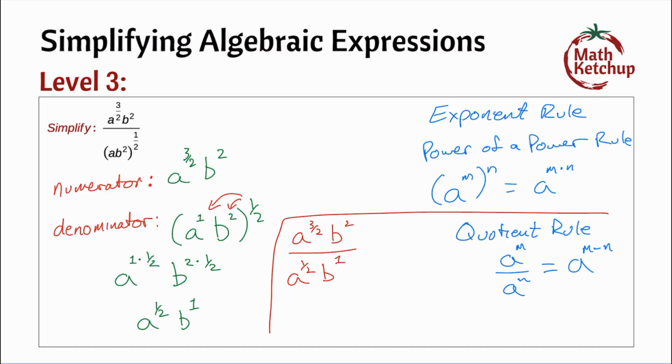So if we look at our example now, a to the power of 3 over 2 divided by a to the power of 1/2 means we can just subtract the exponents. The b is going to do the same thing. B to the power of 2, subtract the 1 from the b on the bottom. 3 over 2 minus 1/2 is just 1, and 2 minus 1 is also just 1. So we are left with our most simplified form of a times b.